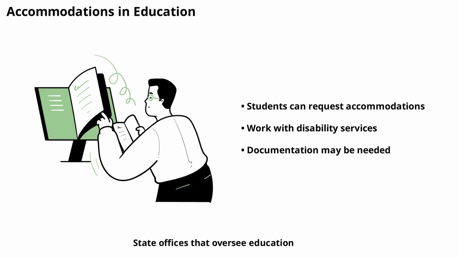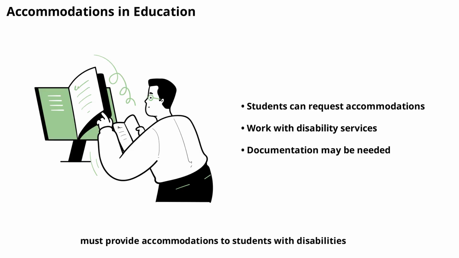State offices that oversee education, such as public schools or universities, must provide accommodations to students with disabilities. This might include extra time on tests, accessible classrooms, or note-taking assistance. The process often involves working with disability services offices and may require documentation from a healthcare provider.